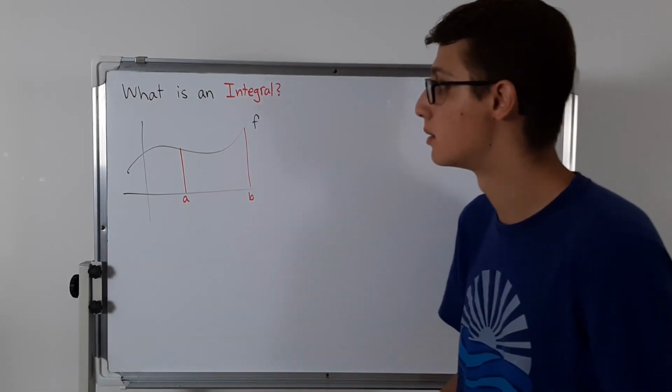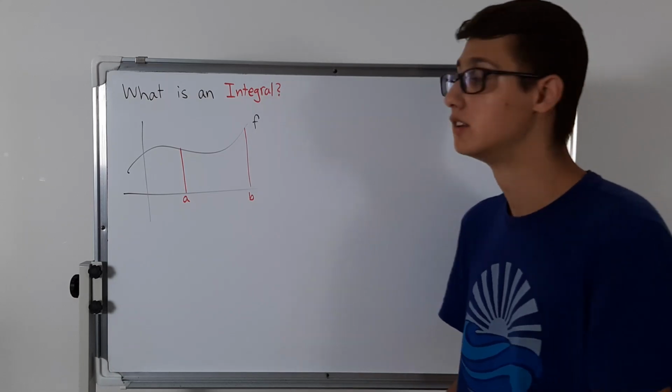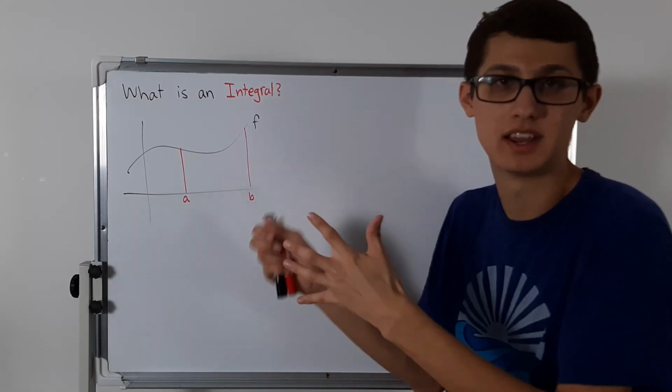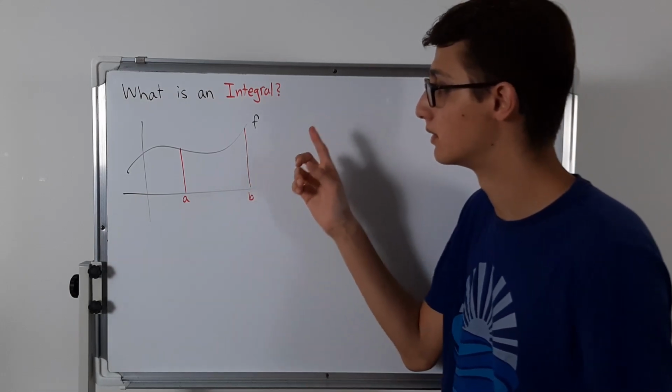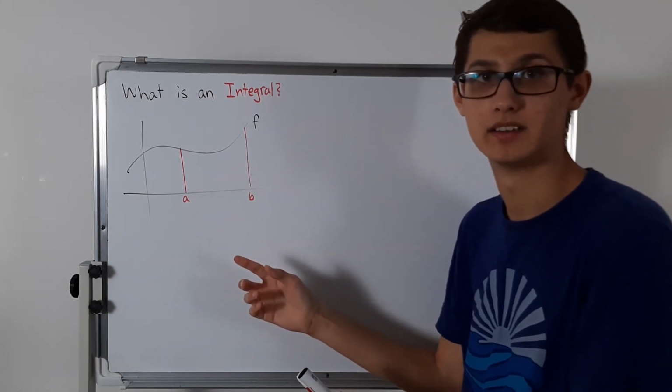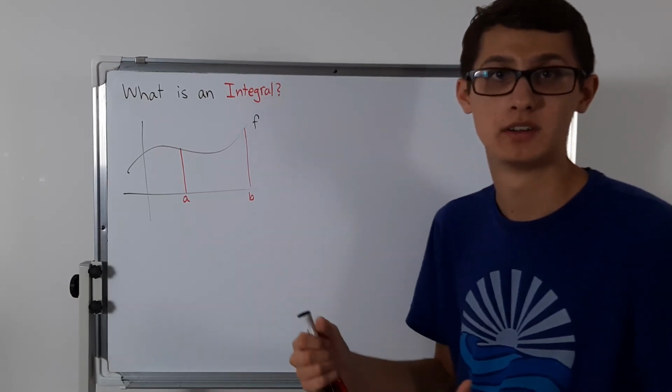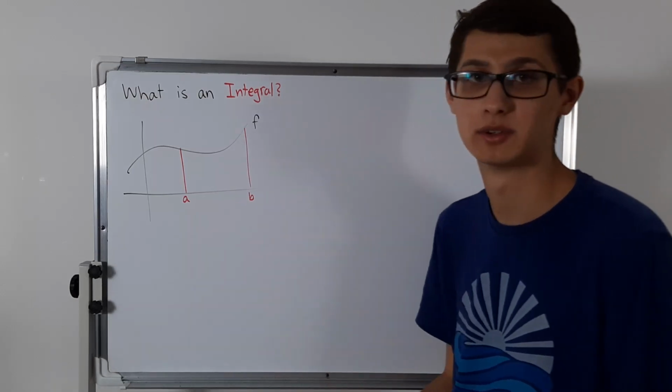So we have to come up with a new formula to figure out, for any general function that is nice enough, its area between two endpoints. And this is kind of a hard task, right? How would you go about doing this?